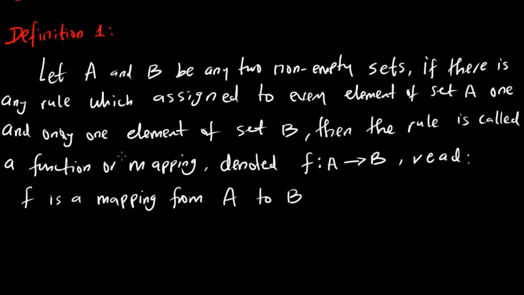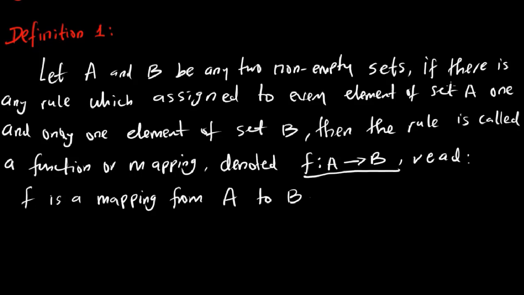Moving straight to the first definition, we have: let A and B be any 2 non-empty sets. If there is any rule which assigns to every element of set A one and only one element of set B, then the rule is called a function or mapping, denoted by this. So what are we trying to say with this definition?